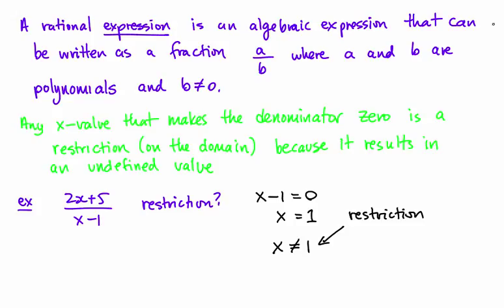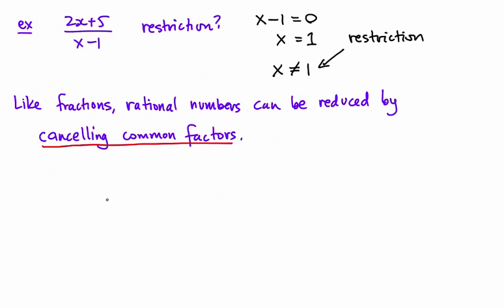Another way that rational expressions are like fractions is that they can be reduced, very similar to how we reduce fractions. When we have fractions like 3 over 6, we can cancel out a common factor, divide by 3 on the top and divide by 3 on the bottom, and we can make an equivalent fraction. And we can do the exact same thing with rational expressions.